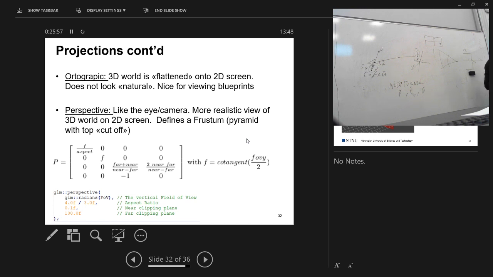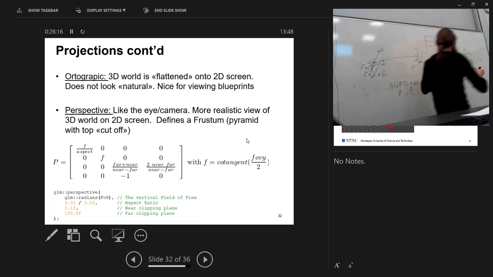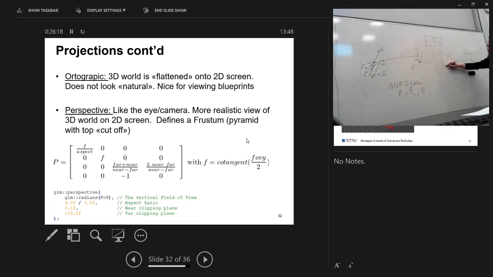I'm sorry, what, the matrix? Oh yeah, sorry. This matrix. So what is the F in Perspective? The F over aspect? The first entry of the matrix? Oh yeah, sorry. That's the field of view. The field of view in radians. Okay. Sorry, I forgot that one. It's this angle here. Vertical angle of field. Yeah.